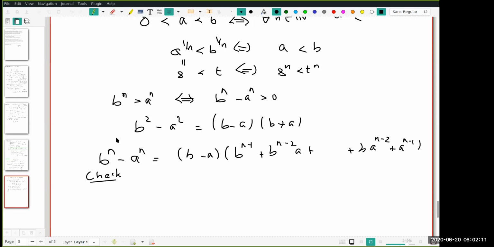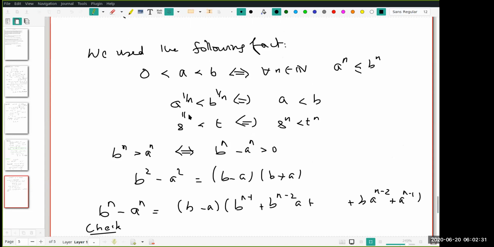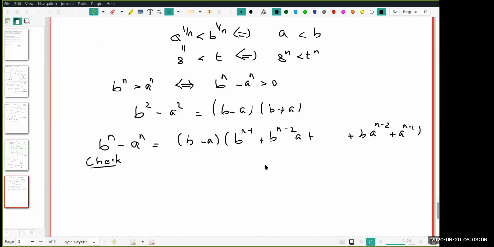Conversely, if this is positive, since it's given A and B are positive, this term is positive. And the product of these two terms is positive. Therefore, this term must be positive. Exactly similar to this proof. The important thing is, many times you will need this. A is less than B implies these are all positive numbers. This is the standing hypothesis. A and B are positive numbers, or at least non-negative. Then, A is less than B if and only if A to the power 1 by n is less than B to the power 1 by n. Or the other way around, A is less than B if and only if A^n is less than or equal to B^n. So, with this, I will stop.